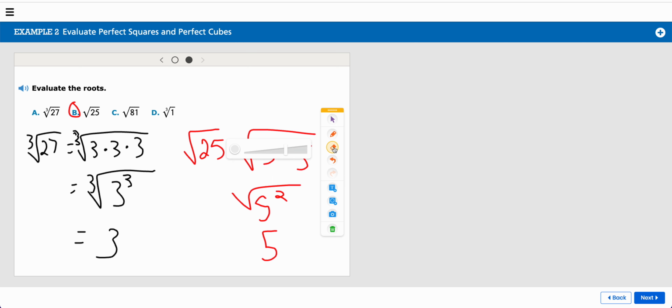And the cube root of 1 cubed, or the cube root of 1, rather. The cube root of 1 is 1.